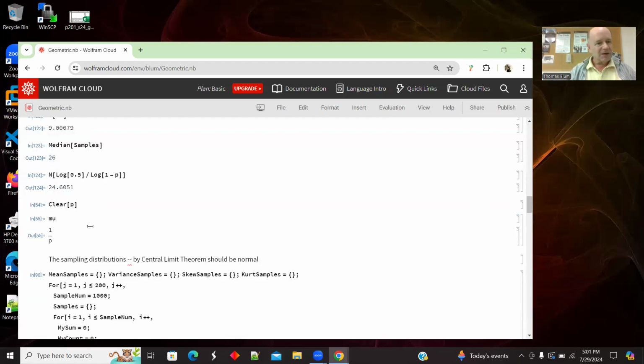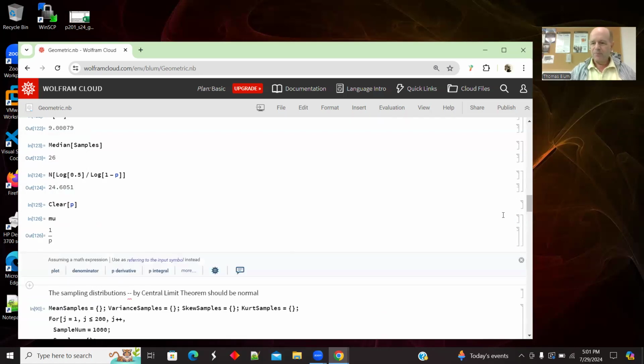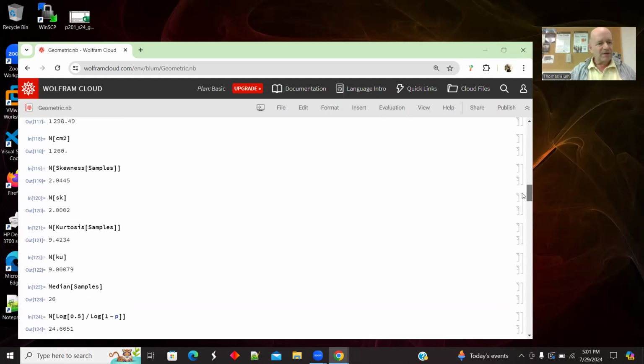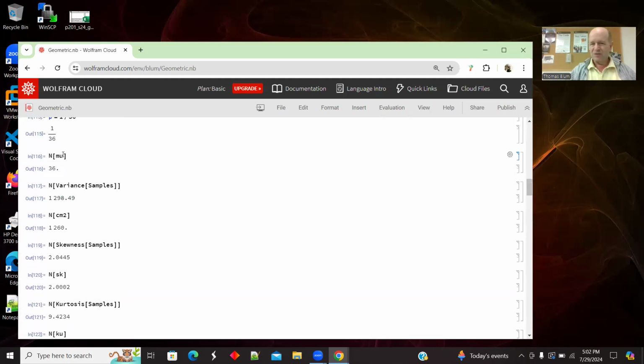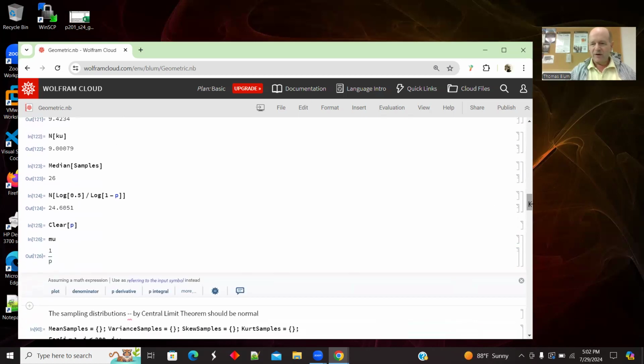And then I just remind myself how to do this. I'm not going to do anything more with P down below, but I just like to remind myself that if I wanted to do something with P as a variable after I've given it an explicit value, then I can clear out its value. And then if I say what's mu now, it's not going to give me some number, but it's going to give me 1 on P. Whereas up here, when I had mu, it was substituting in the P, but now I've said forget P, and so it goes back to the variable version.